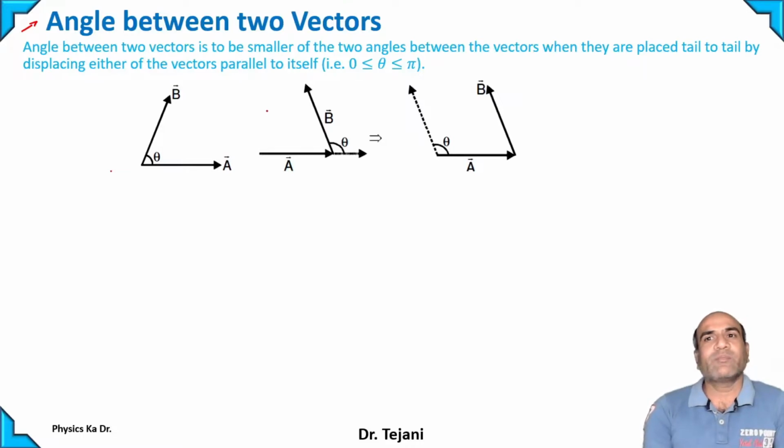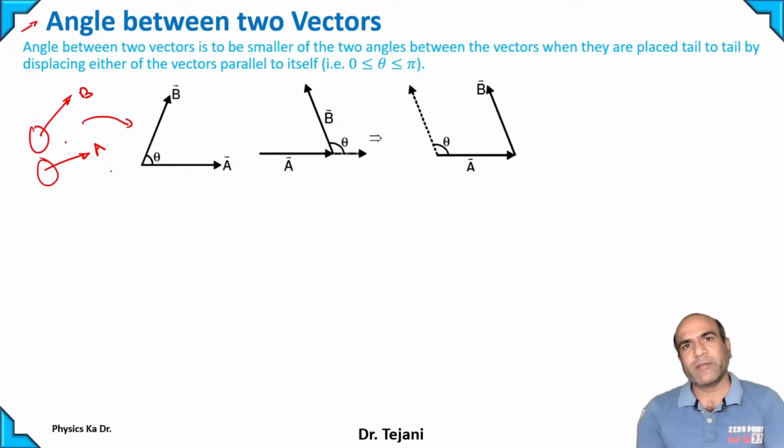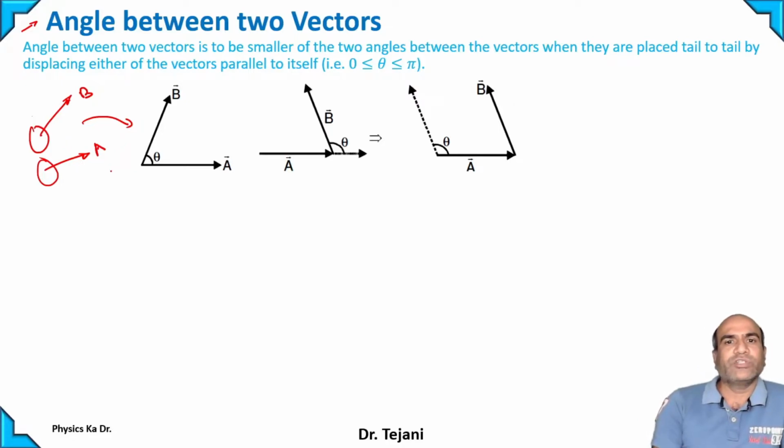when they are placed tail to tail, by displacing either of the vectors parallel to itself. So here, suppose two vectors are given, say for example vector a and vector b. That has to be moved like that. This tail to tail contact should be there, and we cannot change the angle of the vectors.